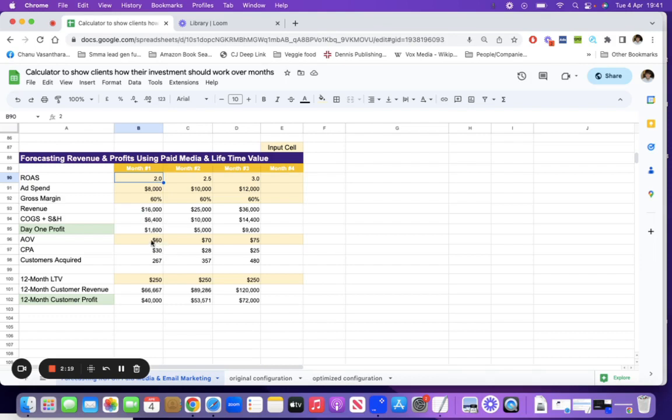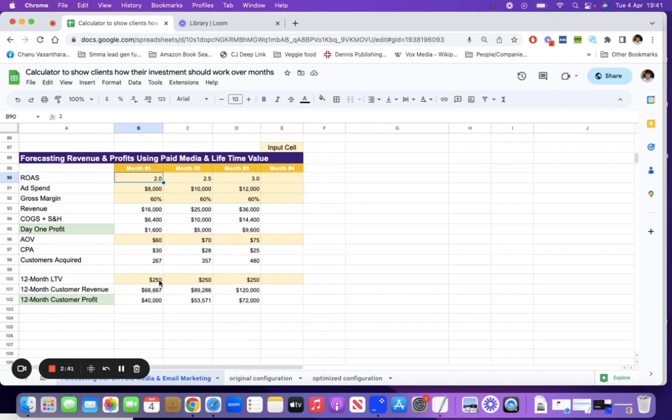So let's say, for example, your average order value is 60. That means that your CPA is 30, and the actual customers that you acquire is in fact 267 from that ad spend.